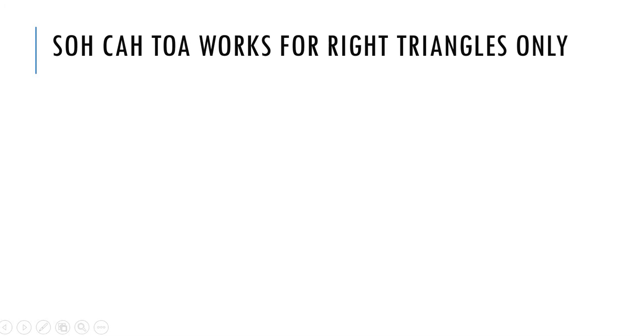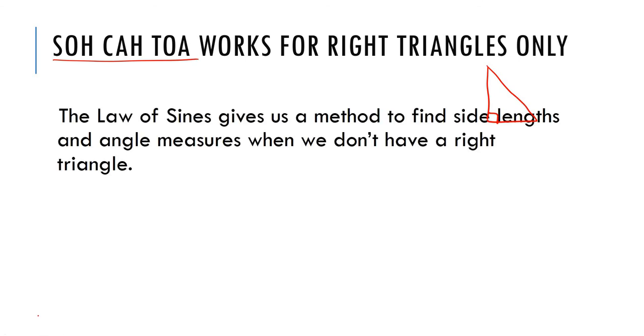So SOHCAHTOA, which we have worked on before, works for right triangles only. So unless you have a right triangle, you cannot use SOHCAHTOA. Because of that, we're going to use the law of sines. The law of sines gives us a method to find side lengths and angle measures when we don't have a right triangle. So let's look at an example.